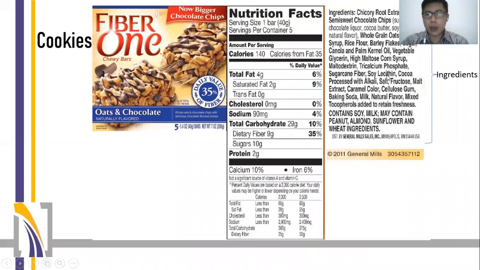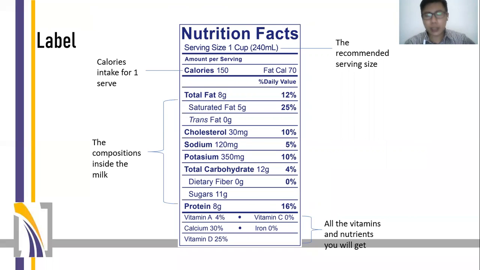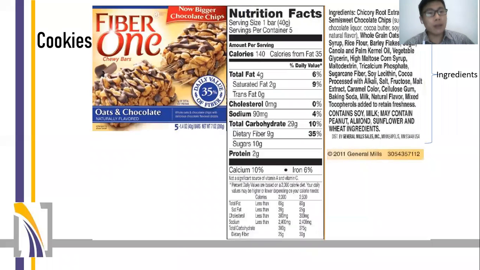Next, other than the label, there's also the ingredient. For milk, what we've seen before, let me put it like this. For this milk, the ingredients are only cow's milk. That's all. You don't need to put anything inside it. But for cookies, for example, this is oats and chocolate from Fiber One. You could see there are a lot of ingredients.